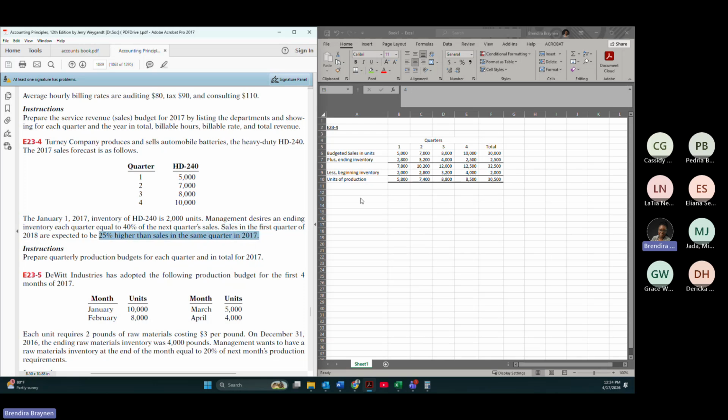The quarter we're trying to figure out is quarter one, 2018. They say it's 25% higher than the same quarter in 2017. So I need to know quarter one, 2017 in order to figure out quarter one, 2018. Quarter one, 2017, like we had there, the sales were 5,000.